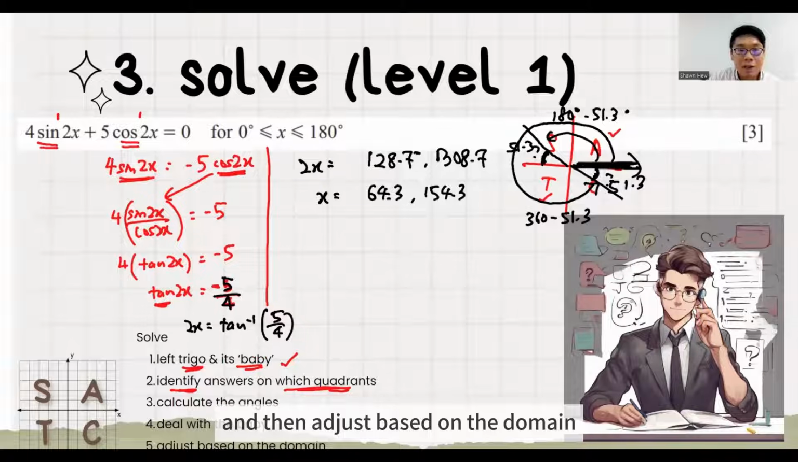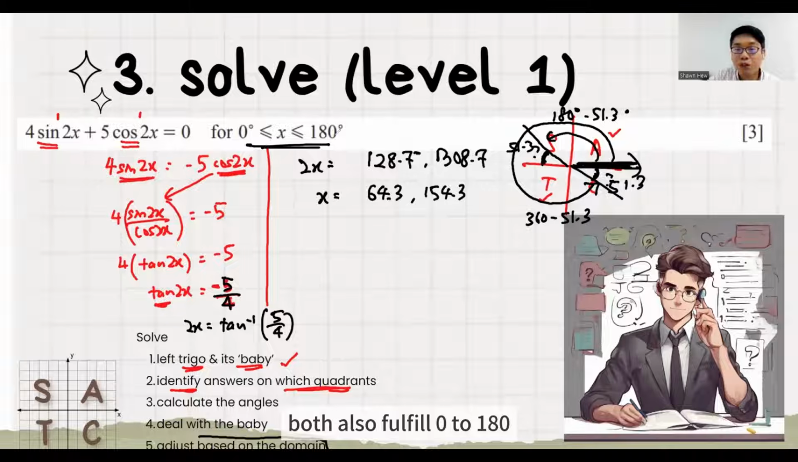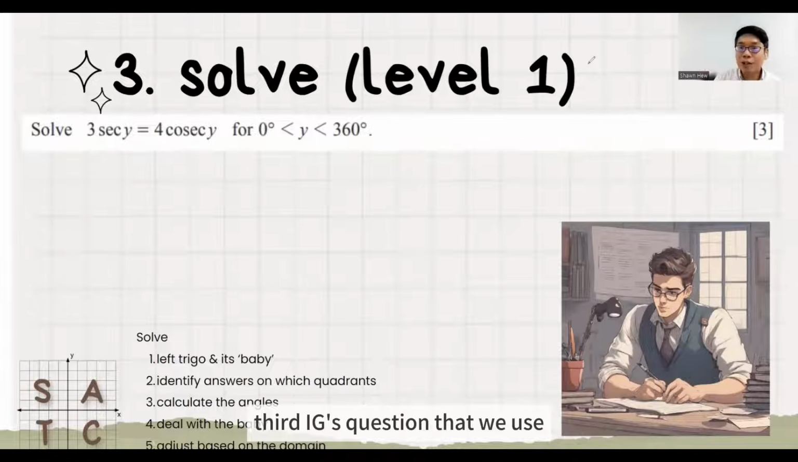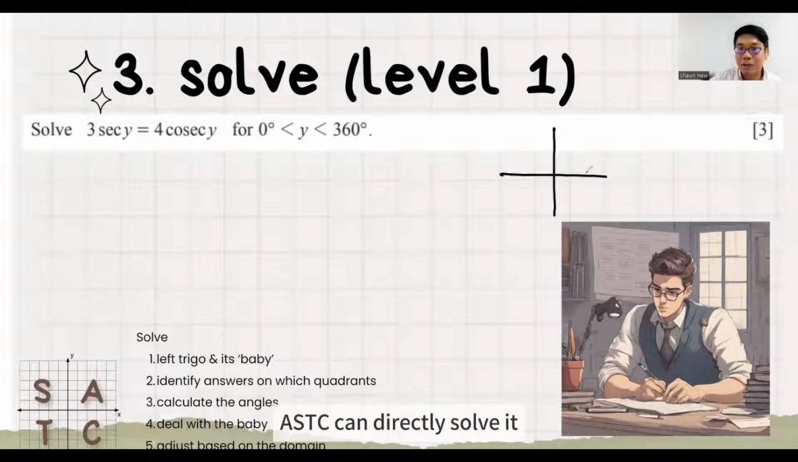And then adjust based on the domain. Both also fulfill 0 to 180. So both answers are accepted. Done. Third question, a question where we can use ASTC to directly solve it.